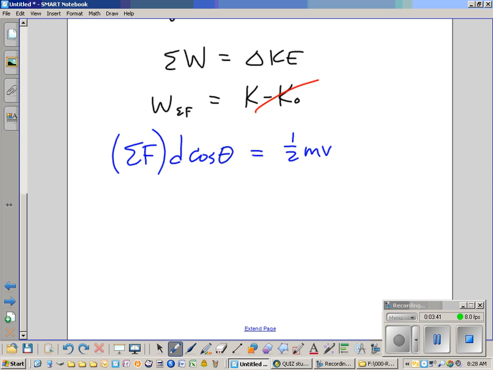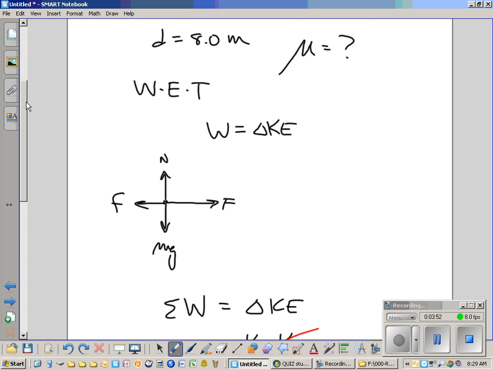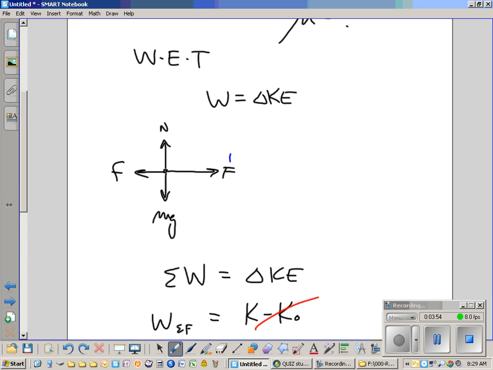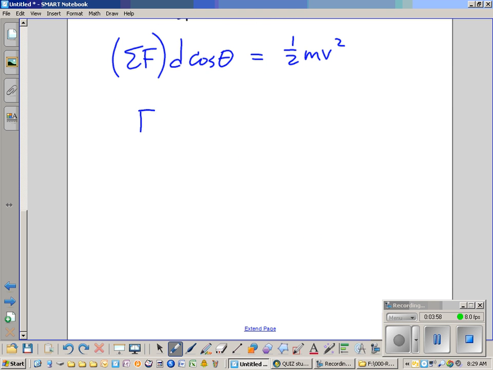1/2 mv final squared. Okay, that's our final kinetic energy. All right, net force is going to be equal to the sum of our two forces. Well, we have this in the positive direction, this in the negative direction. So all we've got to do is say F minus kinetic friction times the distance times the cosine of the angle between the net force and the displacement is equal to 1/2 mv squared.